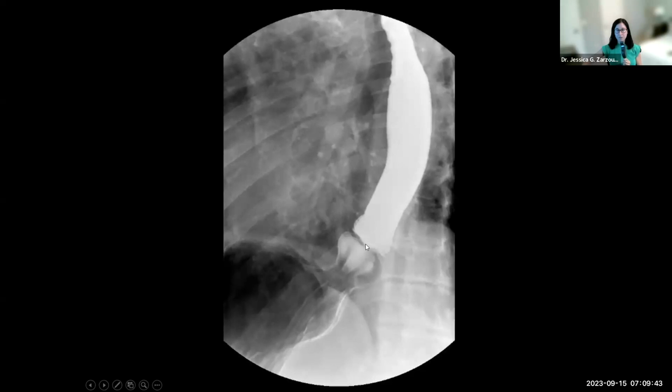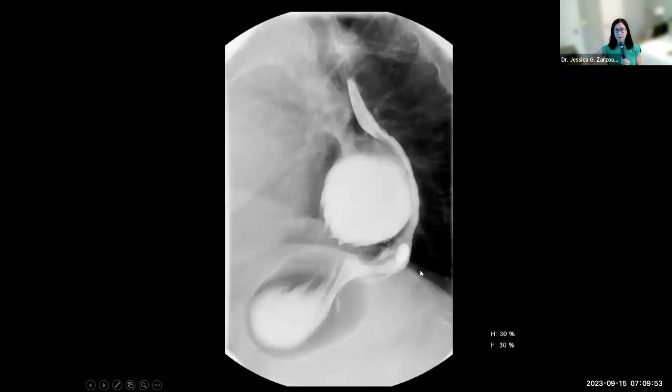So the gastroesophageal junction is above the hiatus, and a portion of the stomach has slipped through the hiatus. So this is a sliding hiatal hernia, and the most common type of hiatal hernia that we see. This is a paraesophageal hiatal hernia. So in this case, the gastroesophageal junction remains at the level of the diaphragmatic hiatus, and other portions of the stomach herniate up through the hiatus. And this is a paraesophageal hiatal hernia.